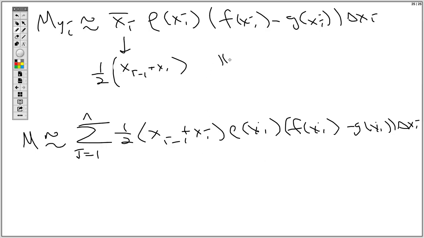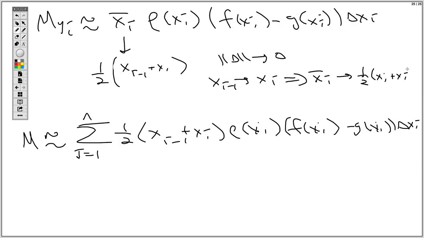Now what's going to happen as the norm of the partitions goes to 0? Well, x sub i minus 1 is going to go to x sub i, right? Which means that my x sub i bar is going to go to 1/2 x sub i plus x sub i, which is 1/2 of 2 x sub i, which is x sub i. That's a fancy way of saying that as those subintervals get smaller and smaller, all the points are going to go to the same place, namely x sub i.